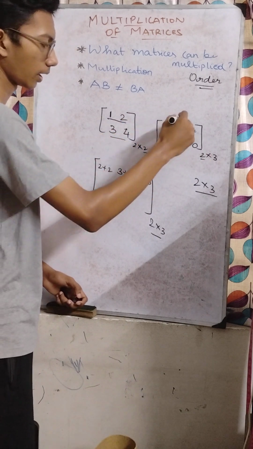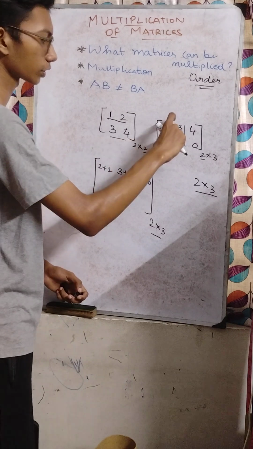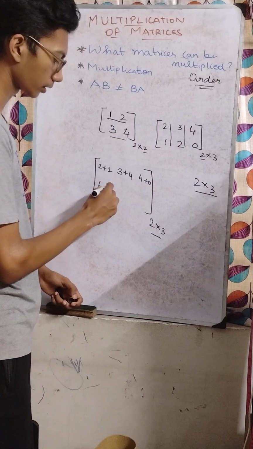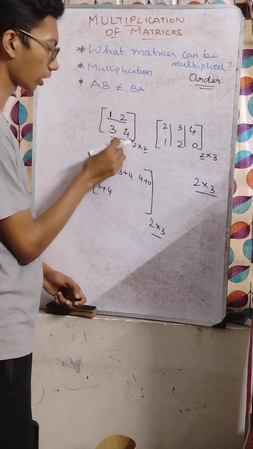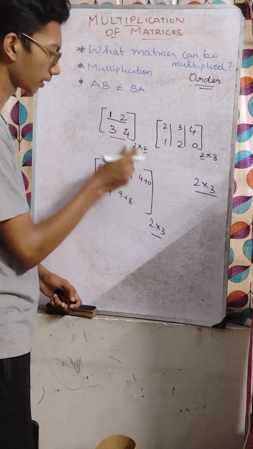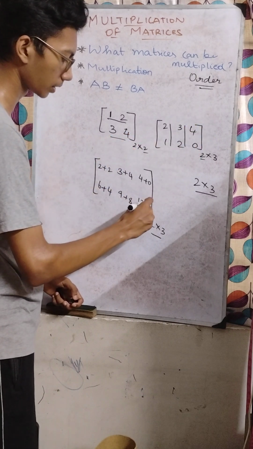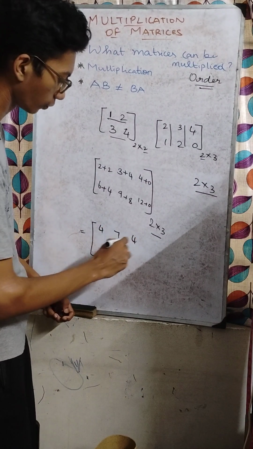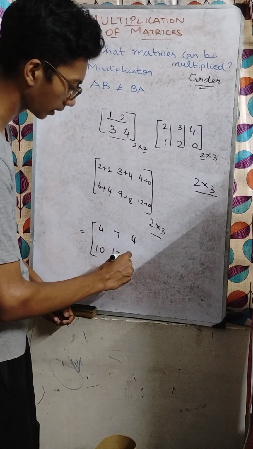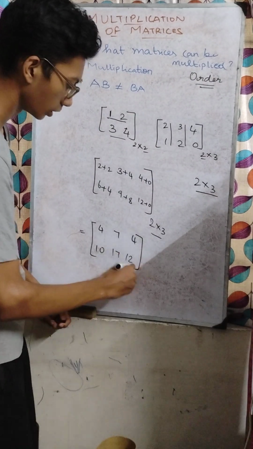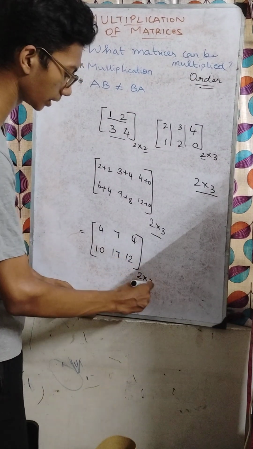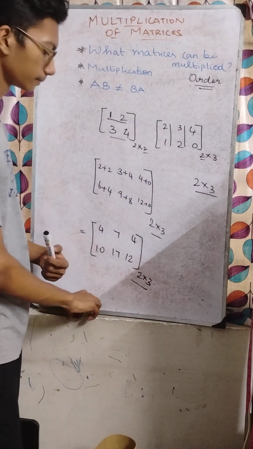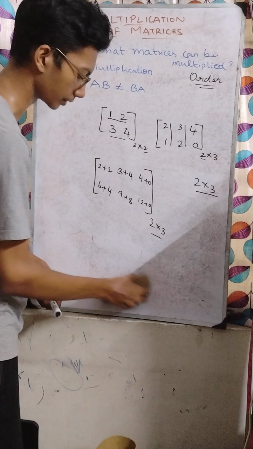Now this row and these three columns. So 3 comma 4 is multiplied with 2 and 1. So 3 times 2 is 6 plus 4 times 1 is 4. Again this row with this column. So 9 plus 8. This row with this column. So 12 plus 0. So the answer is 4, 7, 4, 10, 17 and 12. So the order of this matrix is 2 cross 3, which is the order of the multiplication matrix we expected. So this is how we should multiply matrices.